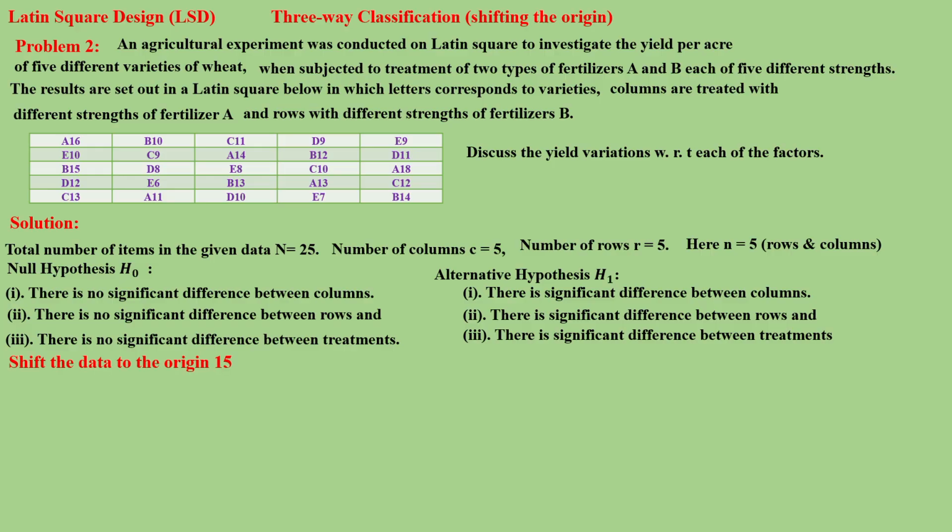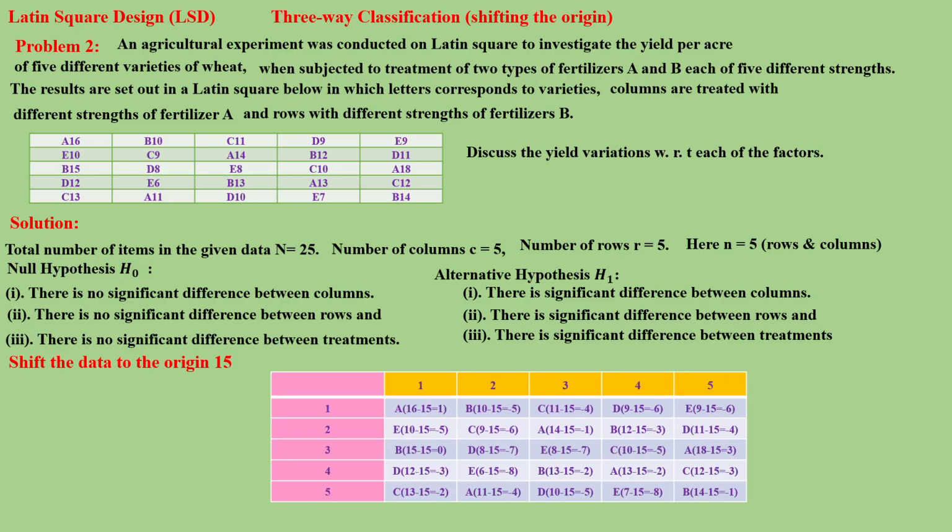So shift the data to origin 15, and you will get new data. So subtract 15 from each and every number given in the above data. First, A: 16 minus 15 is 1, 10 minus 15 is minus 5, right? First row I am talking about. 11 minus 15 is minus 4, 9 minus 15 is minus 6, 9 minus 15 is minus 6, like that, etc. The last one will be 14 minus 15, minus 1.